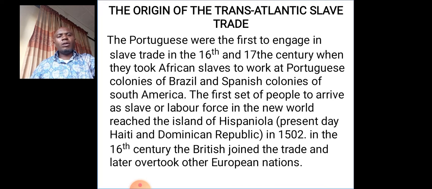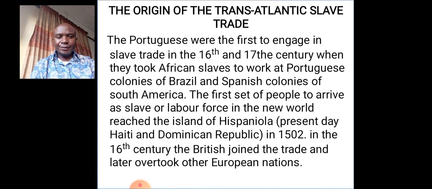So let's talk about the origin of the transatlantic slave trade. The Portuguese were the first to engage in slave trade in the 16th and the 17th century when they took African slaves to work at Portuguese colonies of Brazil and Spanish colonies of South America. So the first set of people to arrive as slaves or labor force in the New World reached the island of Hispaniola, present-day Haiti and Dominican Republic in 1502.